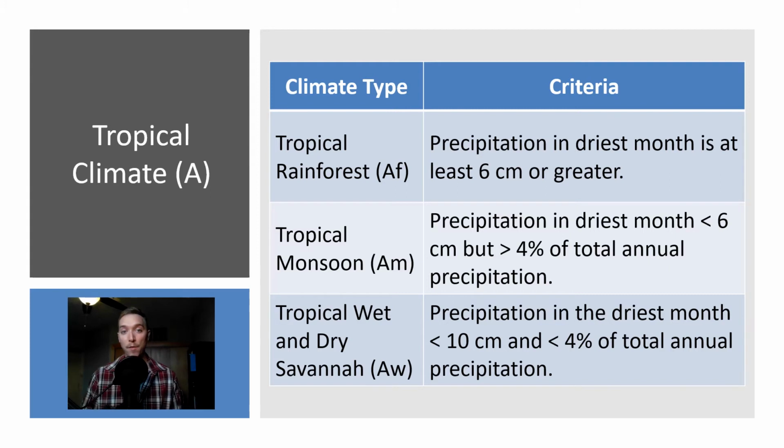We have tropical rainforest, or AF, where precipitation in the driest month is at least 6 centimeters or greater. Tropical monsoon, where precipitation in the driest month is less than 6 centimeters, but greater than 4% of the total annual precipitation. And then we have tropical wet and dry savanna, or AW. Here, precipitation in the driest month is less than 10 centimeters and less than 4% of the total annual precipitation.